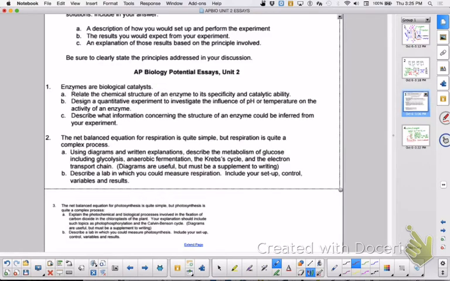So then the B part says, design a quantitative experiment to investigate the influence of pH or temp on the activity of an enzyme. Is that what we did? Did we do an experiment where we affected pH or temp? No. How did we do it? The amount of substrate. Could you do the exact same experiment, but instead keep the concentration of the substrate the same, but change the temperature or the pH that the enzyme is at? Yeah. Probably the easiest thing to do would be to vary the temperature. Exactly.